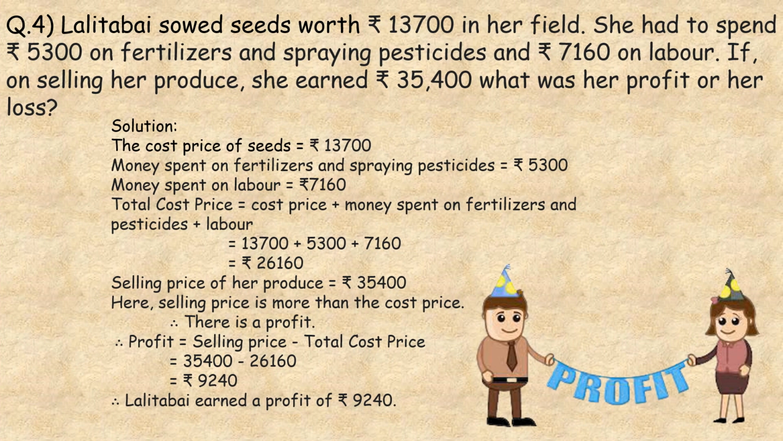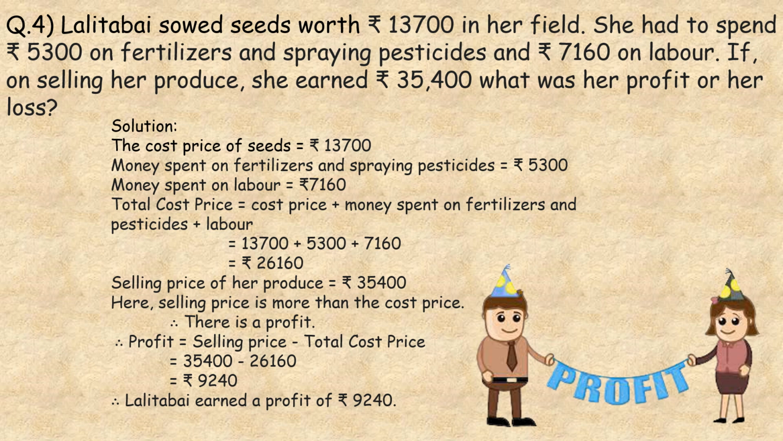Lalitabai sowed seeds worth rupees 13,700 in a field. She had to spend rupees 5,300 on fertilizers and spraying pesticides and rupees 7,160 on labor. See, many expenses. If on selling her produce she earned rupees 35,400, what was her profit or her loss? We know the selling price. We know the amounts to be calculated to find the total cost price, and then we have to find whether it is a profit or loss.